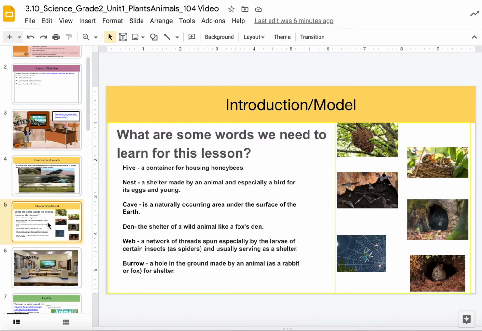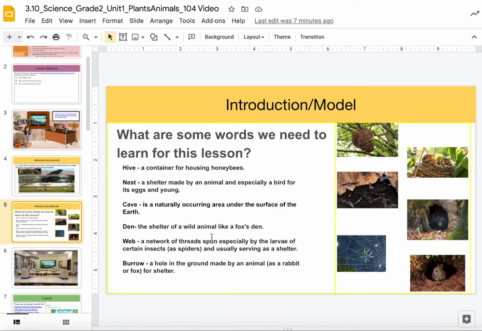Let's introduce some words we need to learn for this lesson. A hive is the container for housing honeybees, and this is what a honeybee hive looks like. A nest is a shelter made by an animal, especially a bird, for its eggs and its young, and this is what a bird nest looks like. A cave is a naturally occurring area under the surface of the earth, and this is what a bat cave looks like, and it's not where Batman lives.